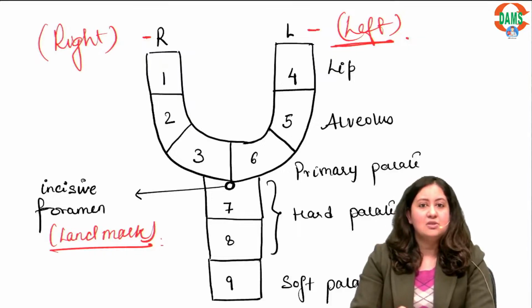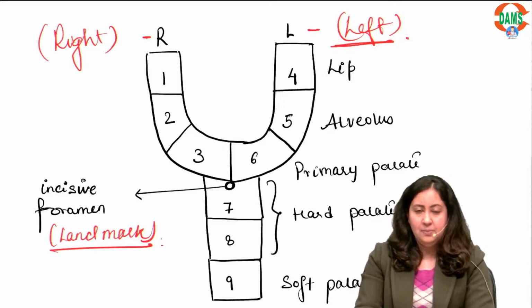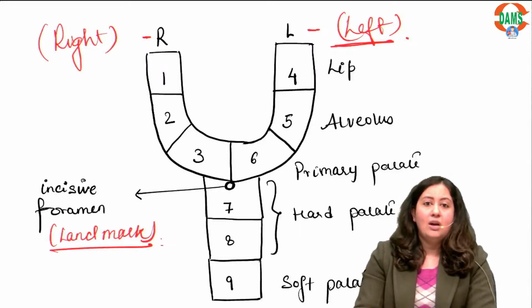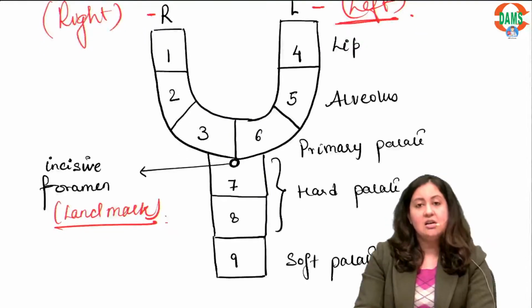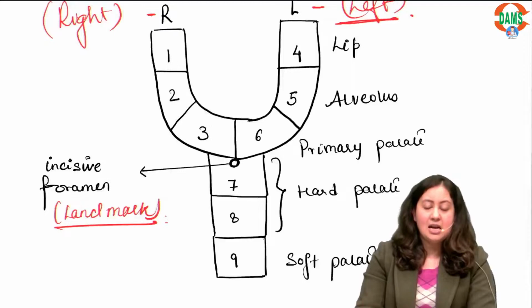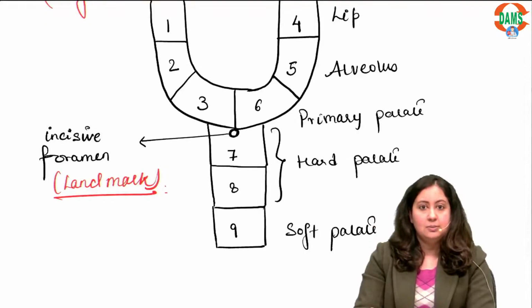So R stands for right side and L stands for left side. So number 1 and 4 depict cleft of the lip, 2 and 5 depict cleft of the alveolus, 3 and 6 depict primary palate, 7 and 8 depict hard palate, and 9 depicts soft palate. Okay.